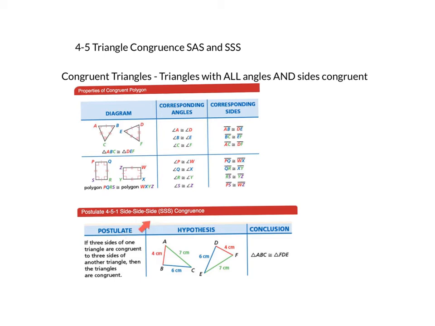So side, side, side, SSS congruence is our first postulate. It does have a name, and we would just call it SSS. This is when every side is congruent to another side of a triangle, and so we can conclude that the triangles are actually congruent. If every side is congruent, without even saying anything about the angles, I already know that these triangles are definitely congruent because I have side, side, side. So if three sides of one triangle are congruent to three sides of another triangle, then the triangles are congruent. You definitely want to write down this postulate. So pause the video and make sure you copy the side, side, side postulate into your notebook.